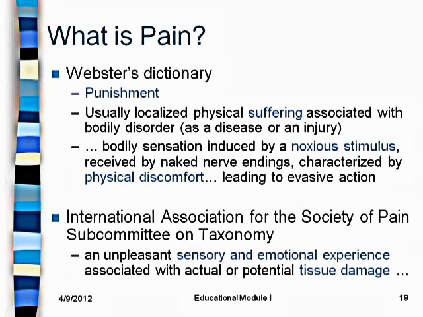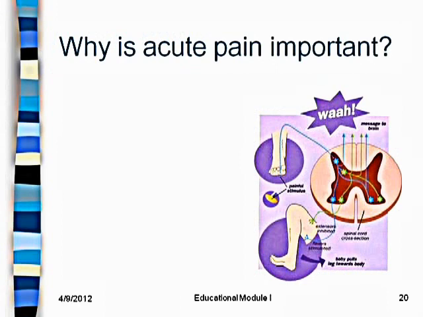A more complete and easily understood description of pain comes from the International Association for the Study of Pain Subcommittee on Taxonomy, which states, pain is an unpleasant sensory and emotional experience associated with actual or potential tissue damage. So why is acute pain important? There are some benefits to acute pain.